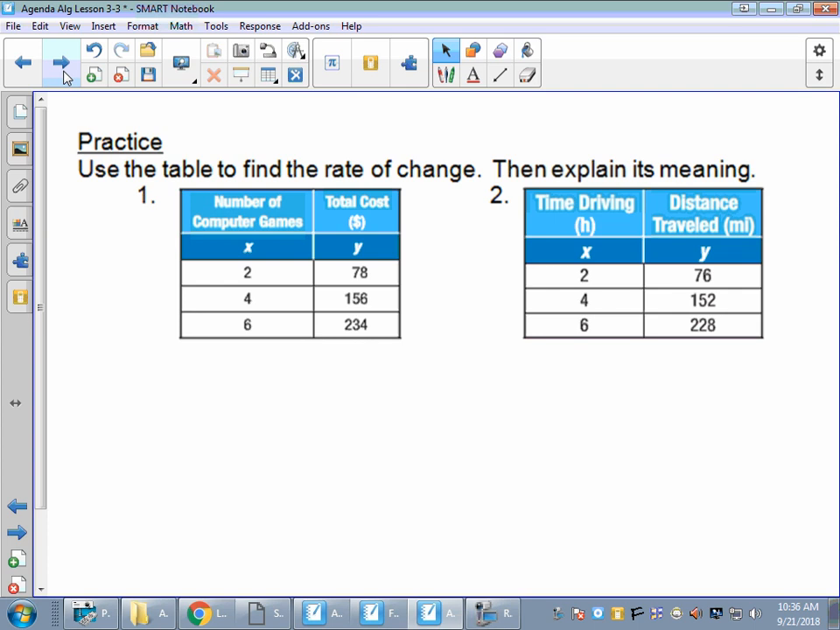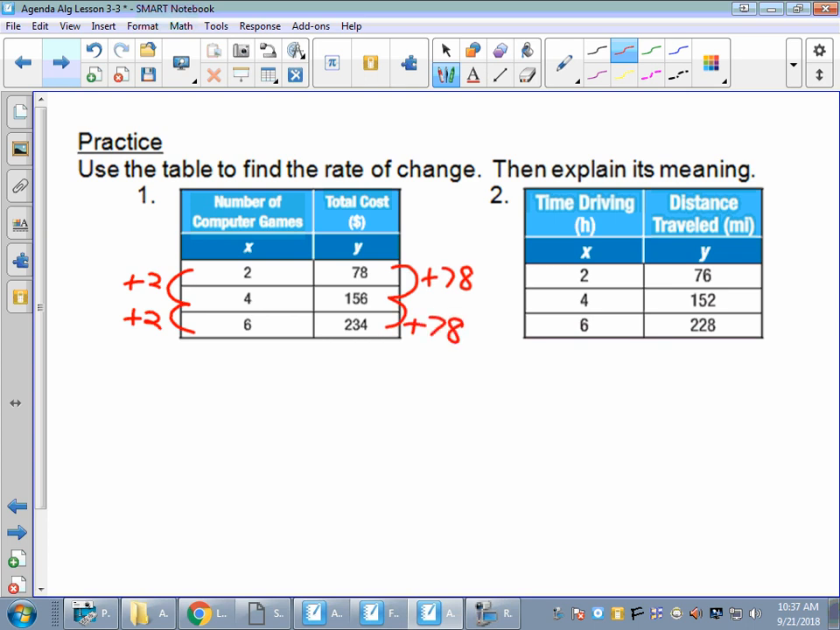So the first thing we're going to look at is number 1, number of computer games. What is the rate of change? What happens with our x's? We go from 2 to 4, and that's a change of +2. Then we go from 4 to 6, which is also a change of +2. So that's a constant. How about the y's? 78 to 156 is a change of 78, and from 156 to 234 is also a change of 78.